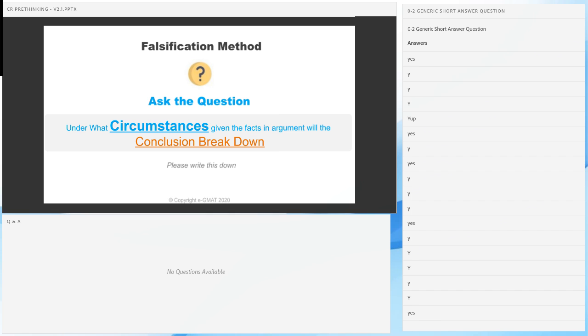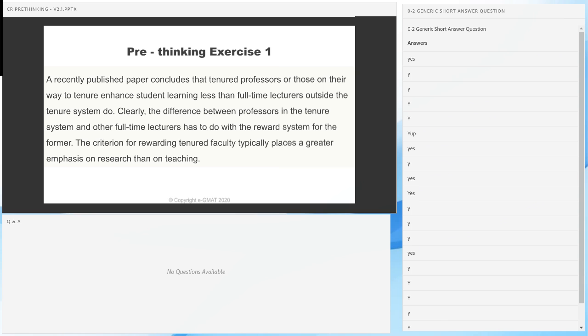Okay, so let's look at this. Fundamentally, this is the second thing that I want you to write down: the falsification or the pre-thinking question. This question remains the same regardless of the argument. Under what circumstances, given the facts in the argument, will the conclusion break down? This is something we're going to ask for every question that's out there. So write this down. The first thing was the definition of an assumption, which is an unstated idea required for the conclusion to be valid. The second is the fundamental structure of the falsification or pre-thinking question: under what circumstances, given the facts in the argument, will the conclusion break down?